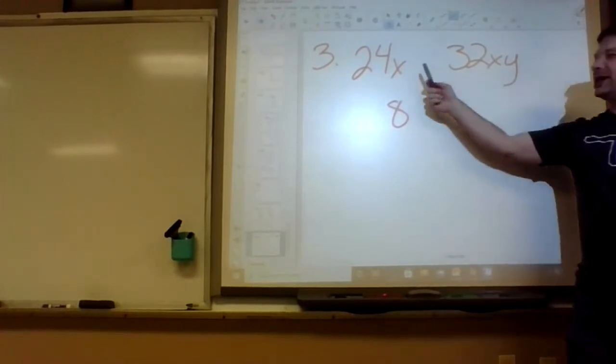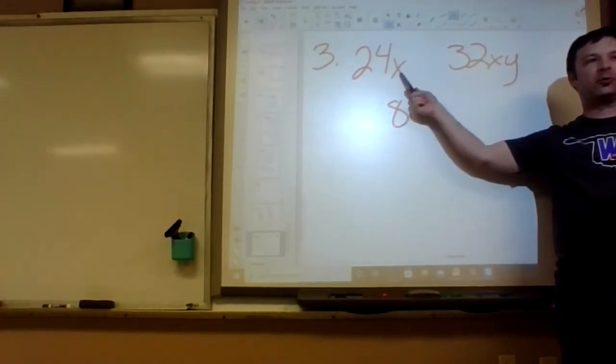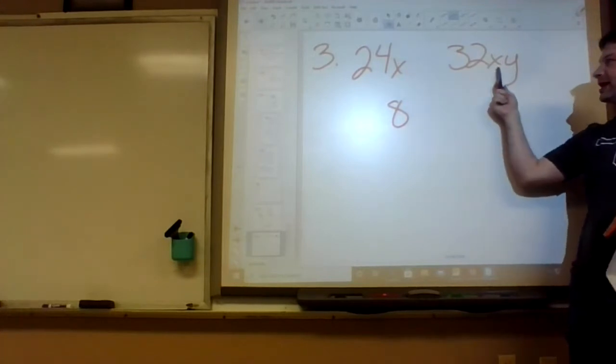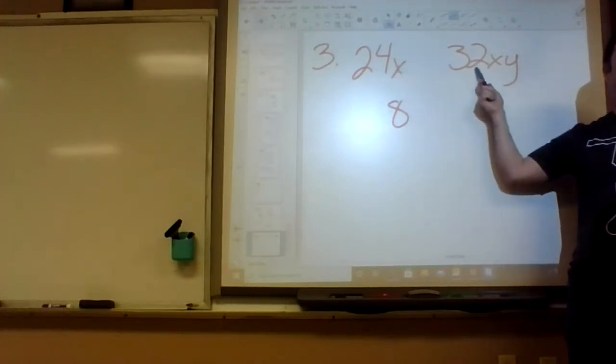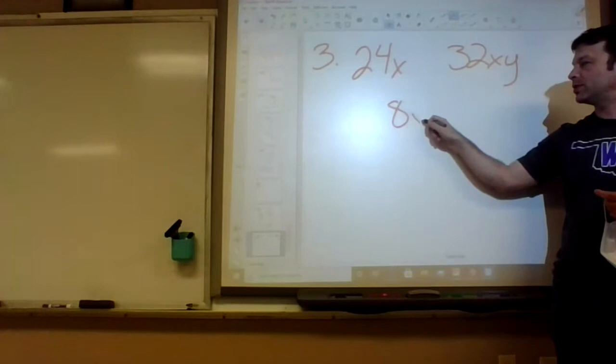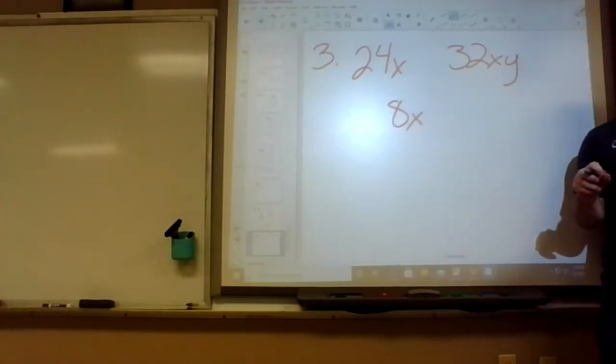For the x's, I'm going to ask the same question. To find the greatest common factor, what's the least of my x's? 1x. That's a tie, but they both have 1. So it's just 8x. What's the least of my y's? None. So I'm not going to put any y's.